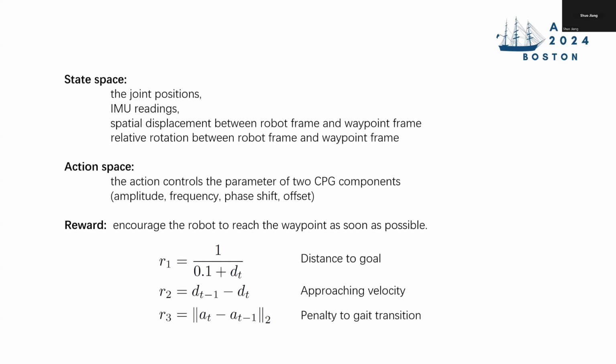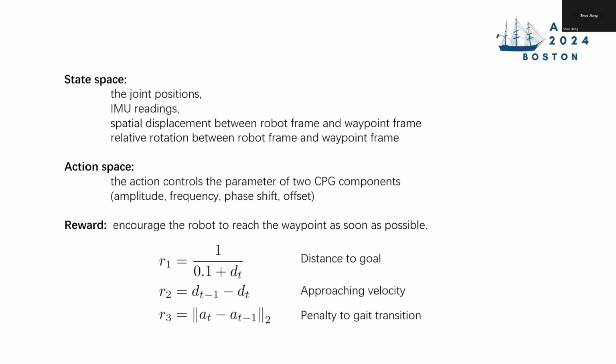For the action space, the action controls the parameters of the 2 CPG components, including amplitude, frequency, shape, phase shift, and offset. For the reward, we encourage the robot to reach the waypoint as soon as possible, which includes three rewards. The first one is the distance to the goal. The shorter the distance to the goal, the higher the reward.